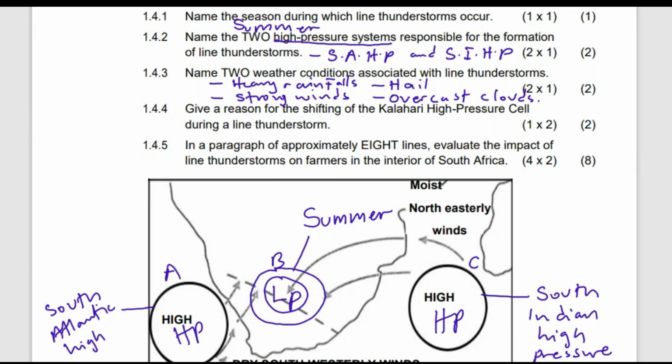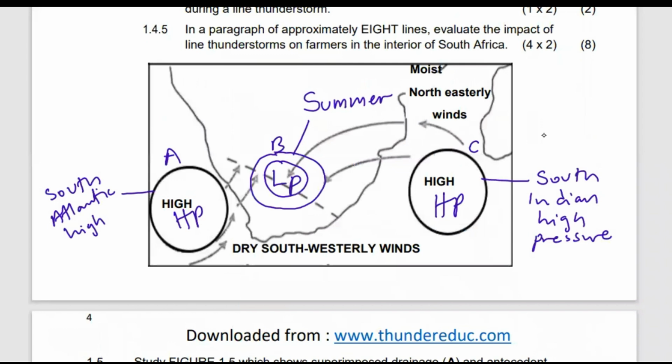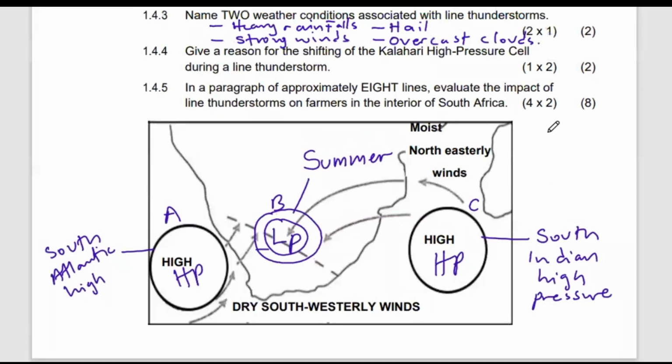Number 4, give a reason for the shifting of the Kalahari high pressure cell during a line thunderstorm. As I mentioned before, you can see that we don't see a Kalahari here, which means it has been displaced by the low pressure system or our thermal low. As I said, there used to be a high pressure cell here during winter, but in summer, it disappears. They're asking, give a reason for the shifting of the Kalahari high pressure cell during a line thunderstorm.